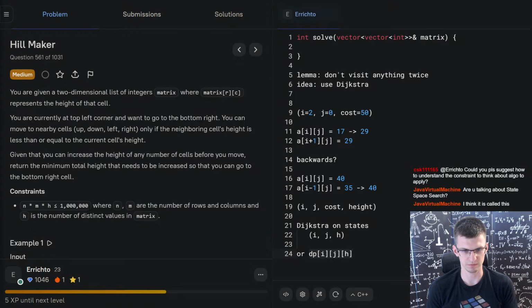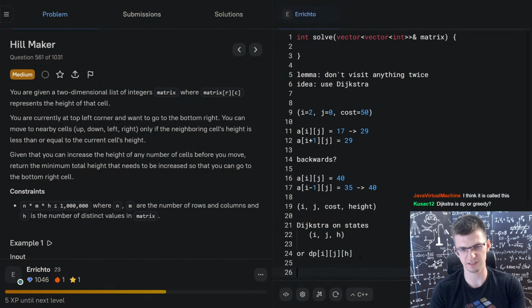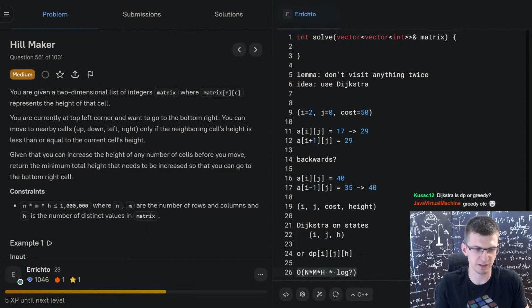Well, the constraints will tell you what's fast enough and what's not. And also they are here for some reason, so this suggests that the time complexity is n times m times h, maybe multiplied by logarithm, maybe not. And now from this time complexity you can think about algorithms that will give you this time complexity.